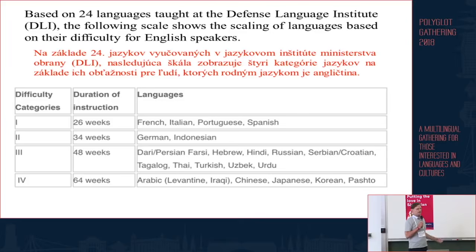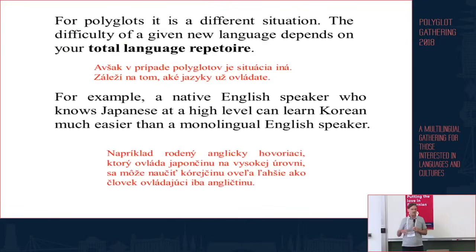The Defense Language Institute in California has different time frames for each language, but they're thinking in terms of a monolingual English speaker. For polyglots, it's a very different situation. It depends on your total language repertoire. For example, a native speaker of English who knows Japanese at a high level can learn Korean much more easily than a monolingual English speaker. So it's not just what is your native language, but what languages do you know and how well do you know them?